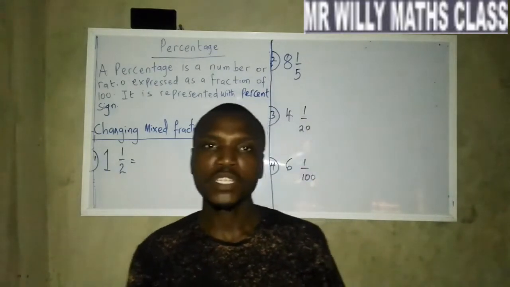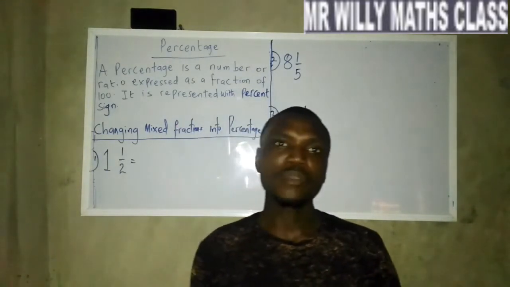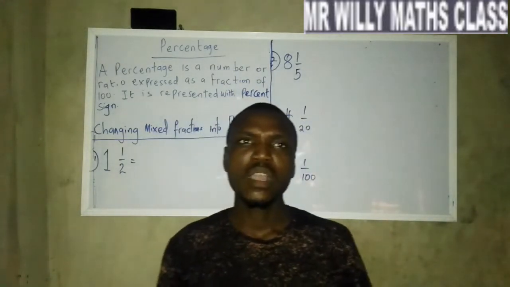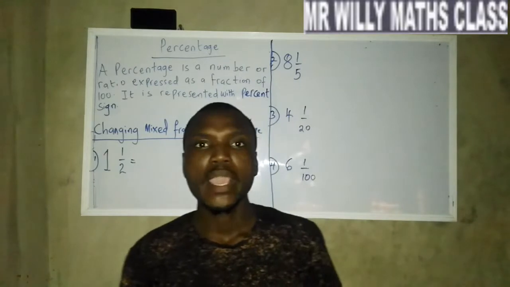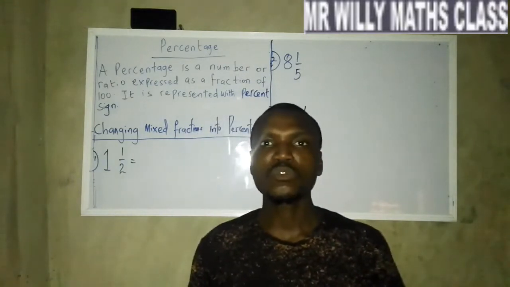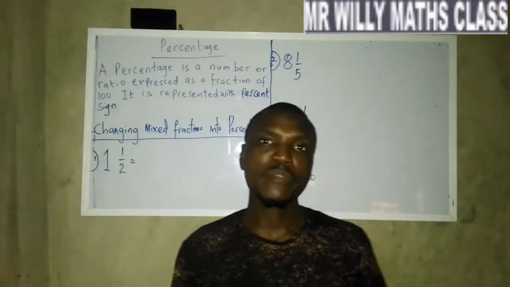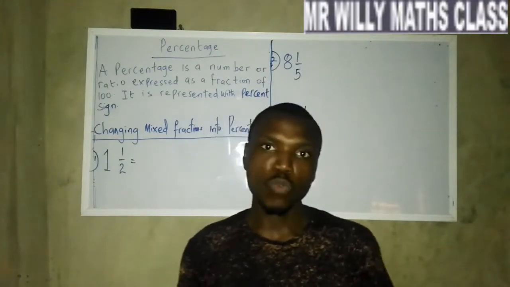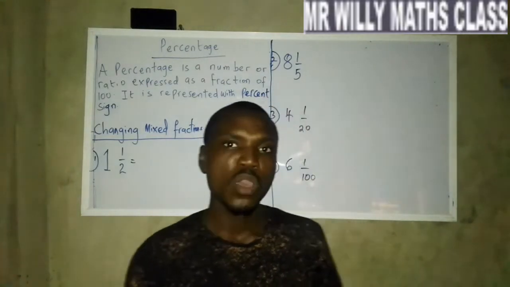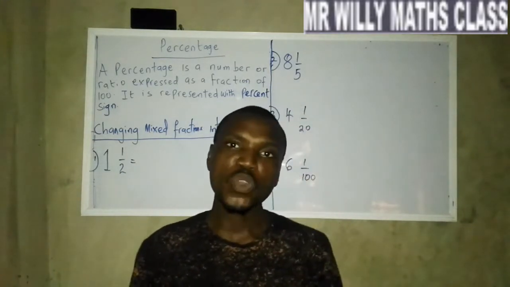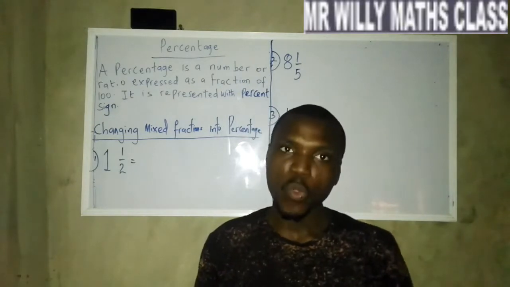Now, fraction, there are three types of fraction. We have the mixed fraction, or you call it mixed number. We have the improper fraction, and we have the proper fraction. A proper fraction is a fraction whose denominator is greater than the numerator. When it comes to improper fraction, the denominator is lower when compared to numerator. Now, when it comes to mixed fraction, a mixed fraction is made up of whole number and the fraction part.